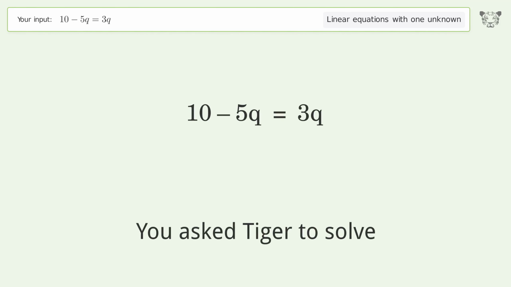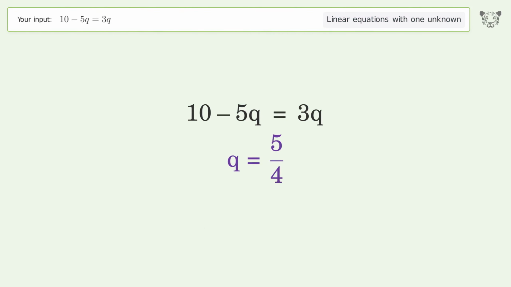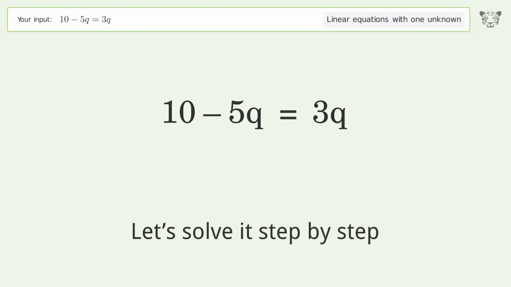You ask Tiger to solve. This deals with linear equations with one unknown. The final result is q equals 5/4. Let's solve it step by step.